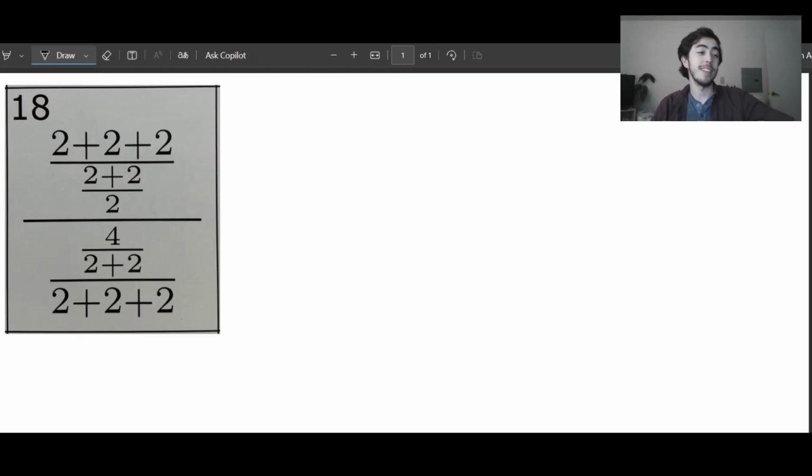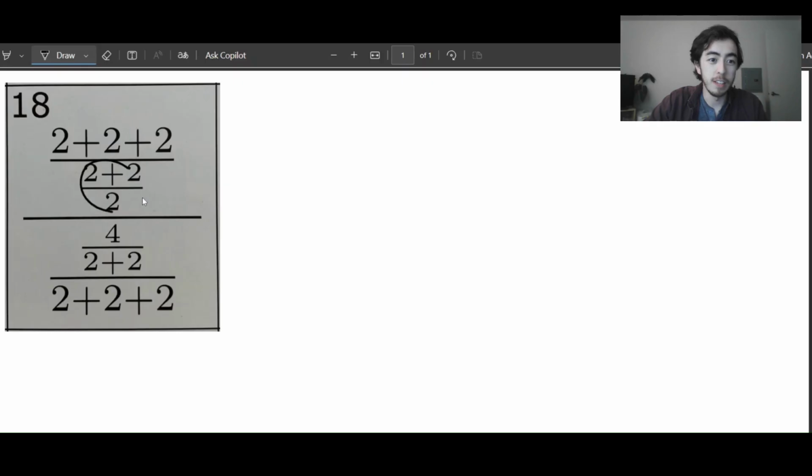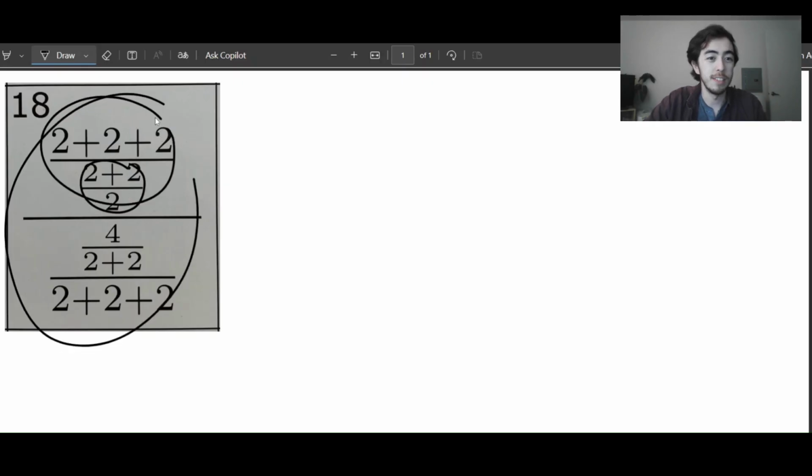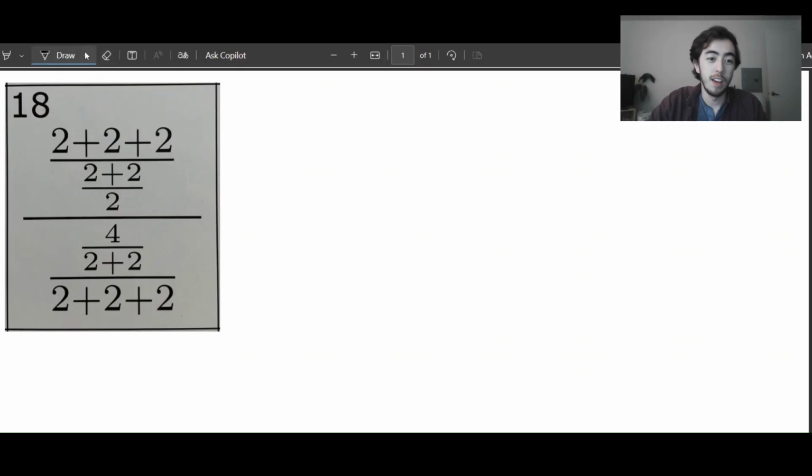Today is April 18th, and we're solving problem number 108 from the Daily Epsilon calendar. And this problem is just silly. Like, what's going on here? We have fractions in fractions in fractions. Ridiculous. Well, let's just show why this weird hourglass-shaped number is actually just 18.